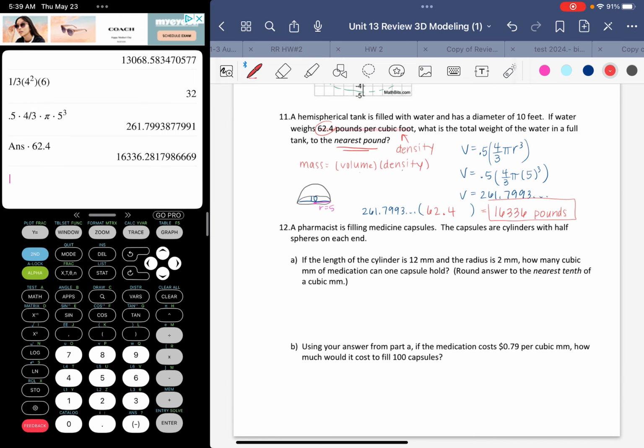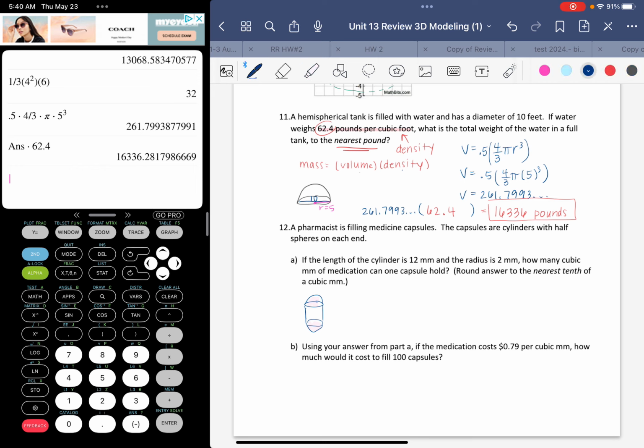Right, number 12, a pharmacist is filling medicine capsules. The capsules are cylinders with half spheres on each end. Okay, so let's sketch that out. So we have a cylinder, but then we have a half sphere on this end and a half sphere on that end. So basically, we have a cylinder and we have one sphere because I have a half sphere on the top and a half sphere on the bottom. So that combines to make one full sphere.